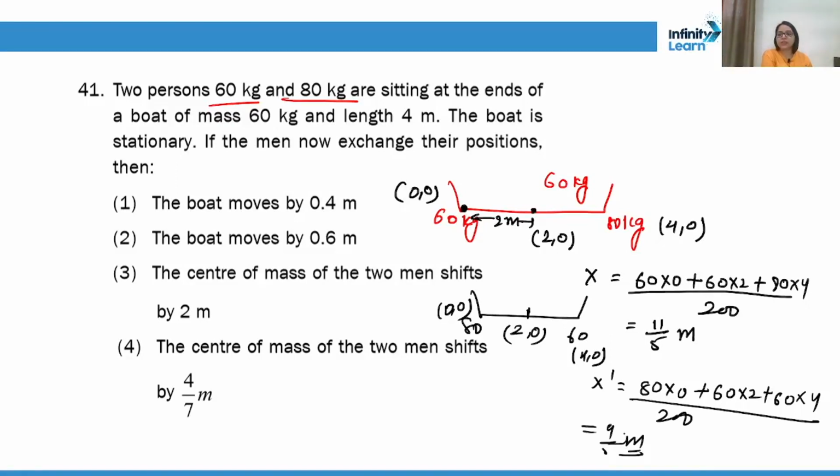So there's a shift in the center of mass, which is 11 by 5 minus 9 by 5, which is 2 by 5 meter, which equals 0.4 meter. But the center of mass cannot move, right? So the boat should shift by 0.4 meter, which is option 1.